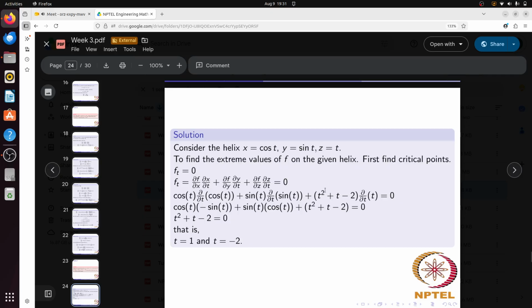Now if you take the derivatives, cos t times the derivative of cos t gives you minus sin t cos t, plus sin t times the derivative of sin t, which is cos t, plus (t² + t − 2) times the derivative of t, which is 1. The sin t cos t terms cancel each other, giving 0. So t² + t − 2 equal to 0 gives you the roots t equal to 1 and t equal to −2. So the extreme values are at t equal to 1 and t equal to −2.